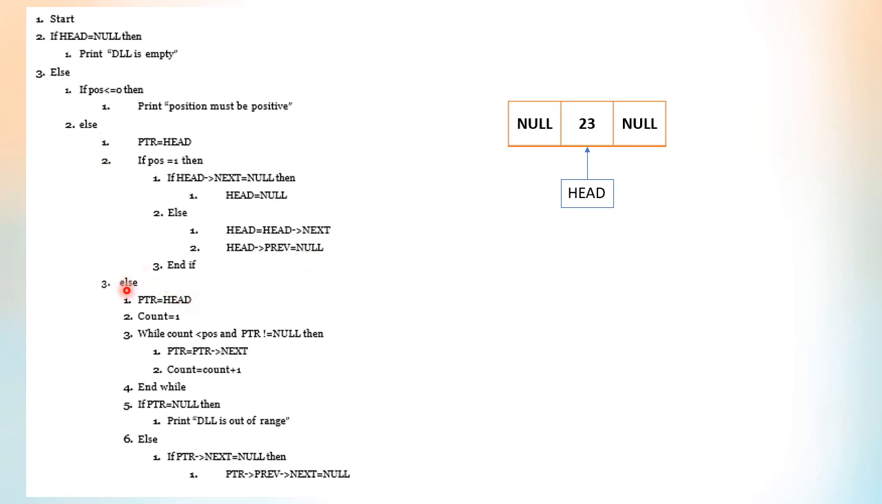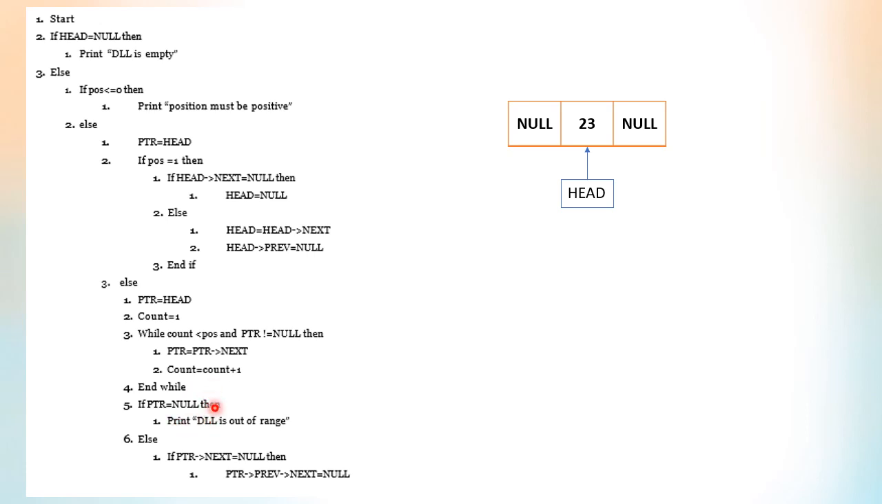And consider the next case if the position was not equal to 1. In that case, set pointer is equal to head and initialize a count variable to 1. Now you have to traverse through the doubly linked list and reach the node that is to be deleted. So while count is less than pos and pointer not equal to null, then pointer is equal to pointer next. And in each iteration you are incrementing the count variable.